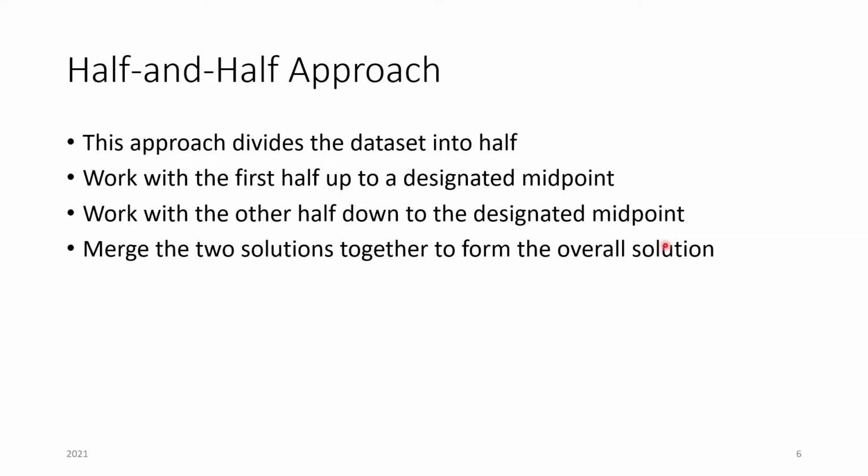The half and half approach basically is, like its namesake says, you divide the data set in half, you work on the first half up to a designated midpoint, and then the second half down to that designated midpoint, and you merge the two solutions to form the overall solution.